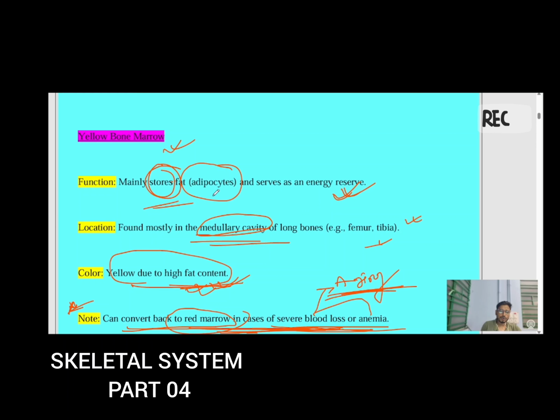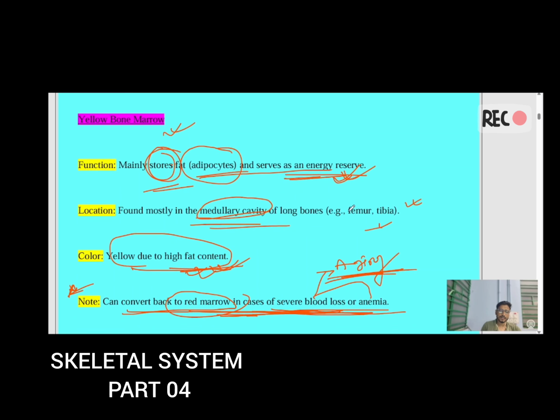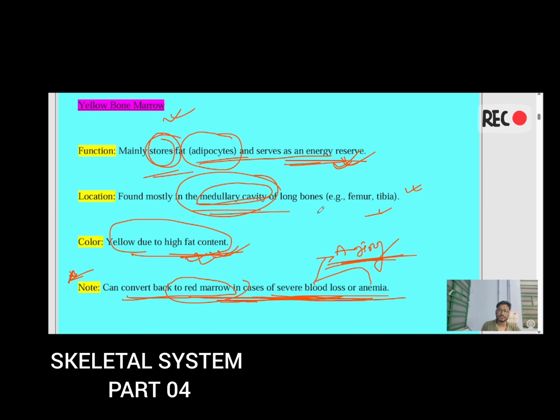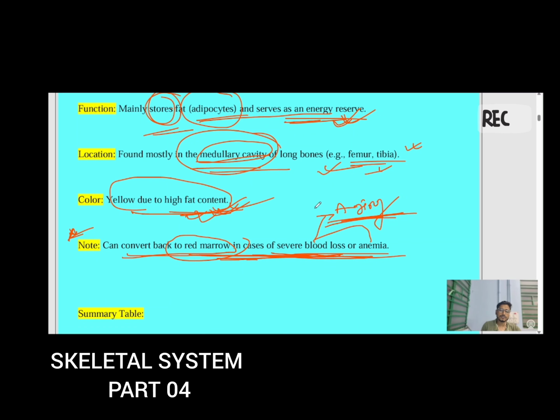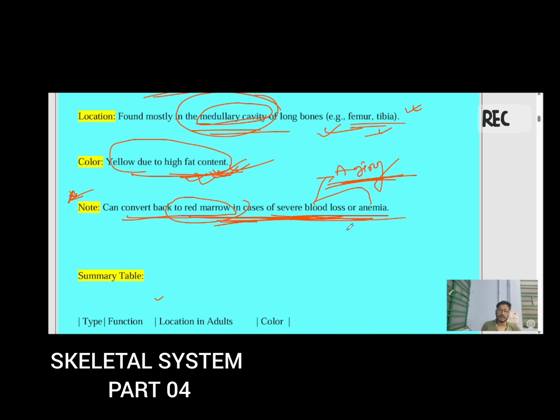So yellow bone marrow is nothing but adipocytes and an energy reserve. Its location is the medullary cavity, like in the femur and tibia. Yellow bone marrow has a high fat content.